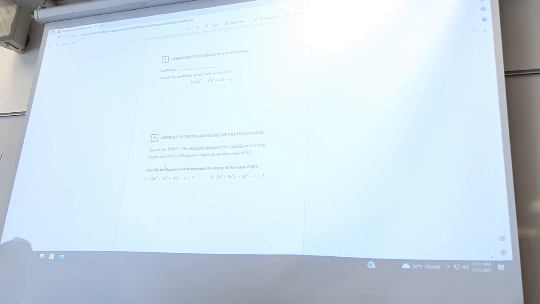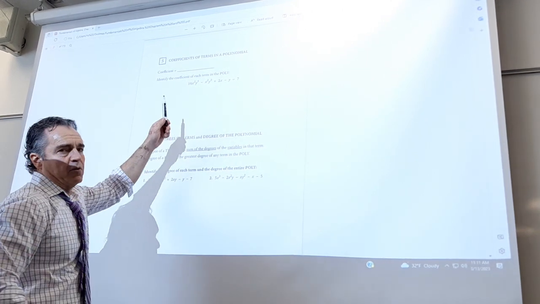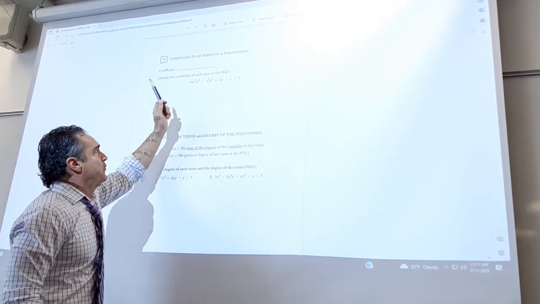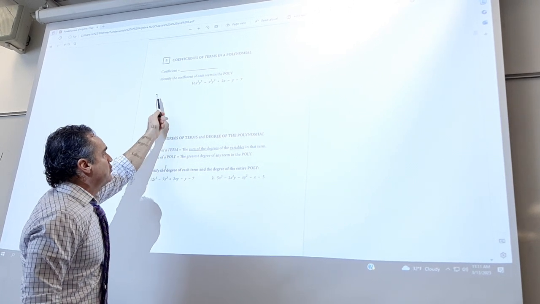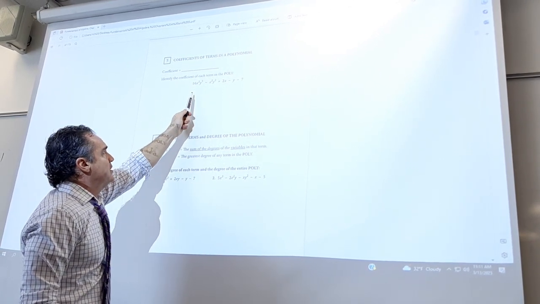All right, need your help. Identify the coefficient. We're going to do this rapidly. Identify the coefficient of the first term. So right now, just right here, write coefficient. Just write coefficient. And then right here, what is this?